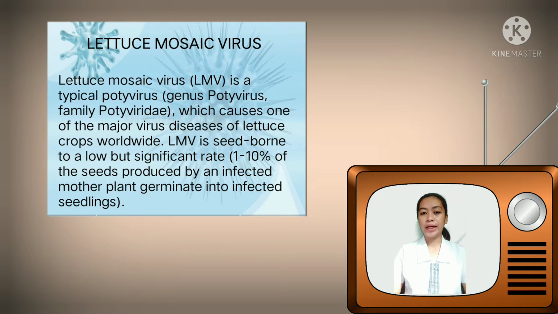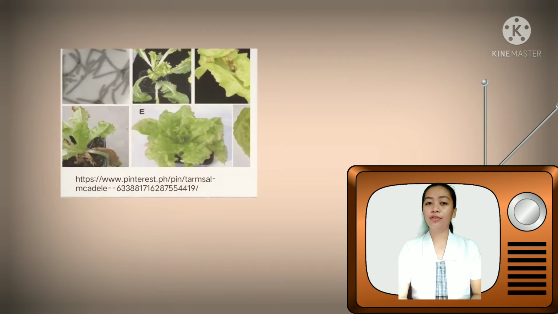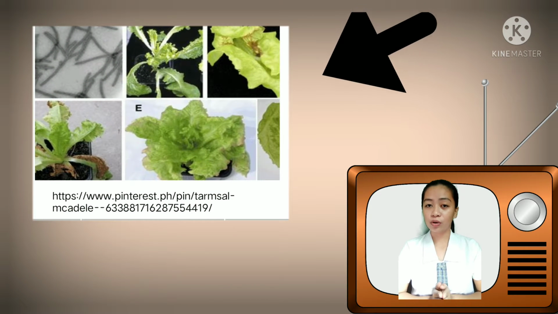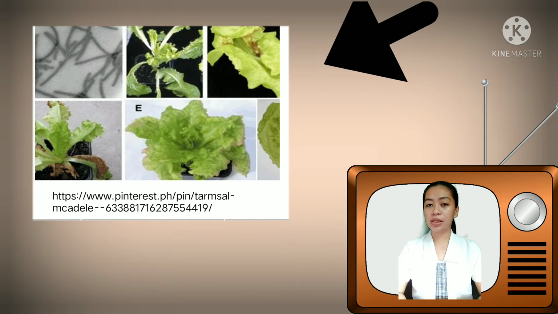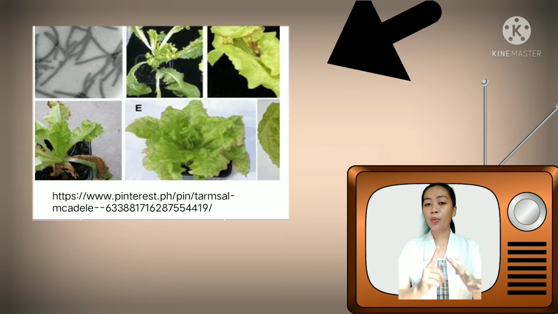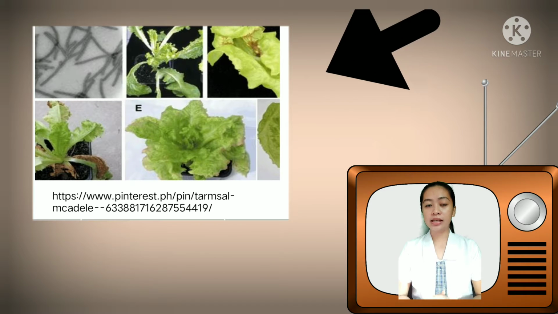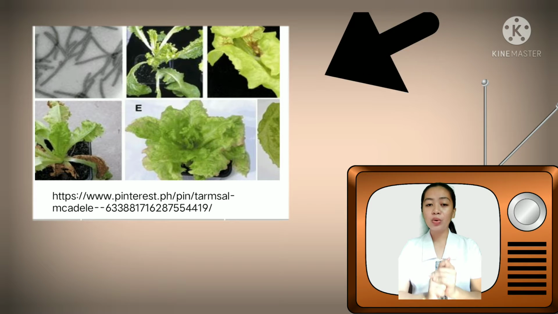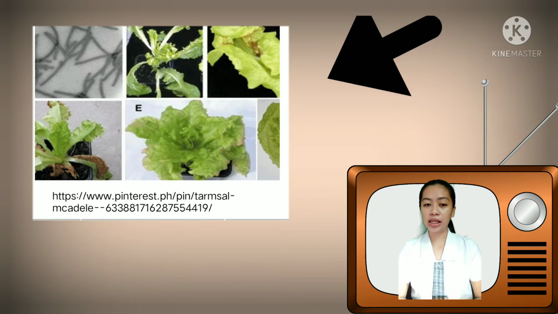lettuce crops worldwide. Lettuce Mosaic Virus is seed-borne at a low but significant rate, up to 1 to 10% of the seeds produced by an infected mother plant germinate into infected seedlings. The characteristic symptoms of Lettuce Mosaic Virus include mosaic, dwarfism, yellowing, wilting, and failure to form heads. In order to protect lettuce crops, both genetic resistance and virus-free seed are generally used in the field.